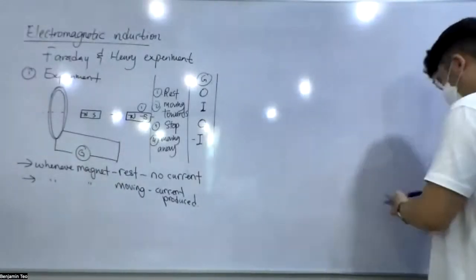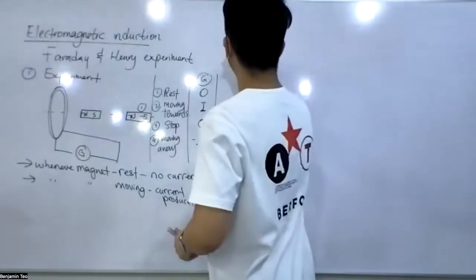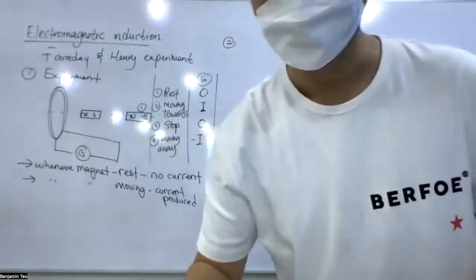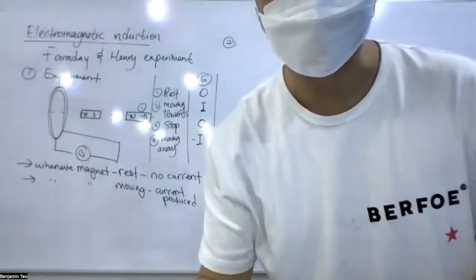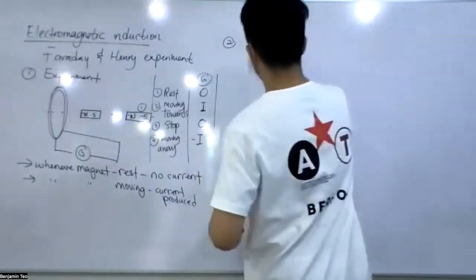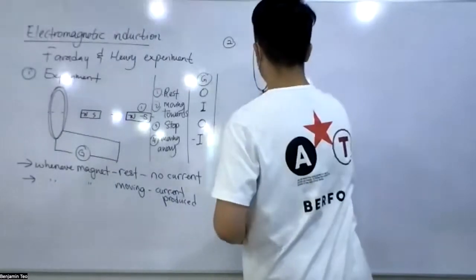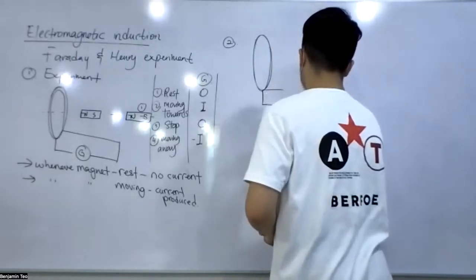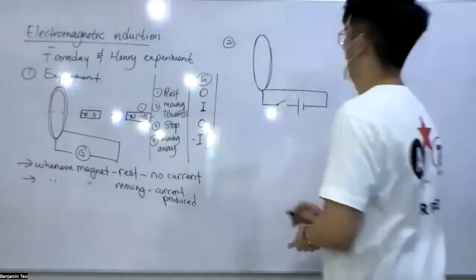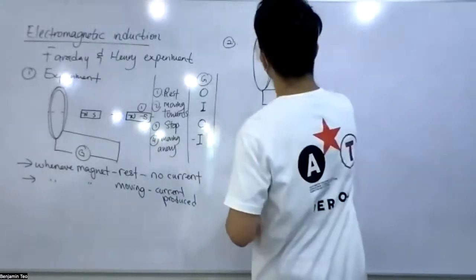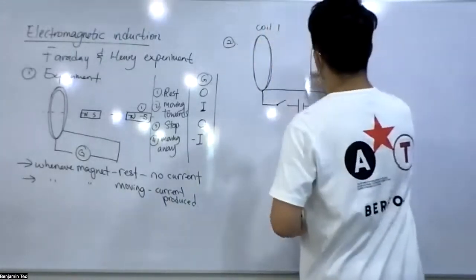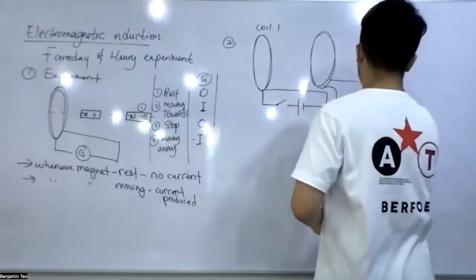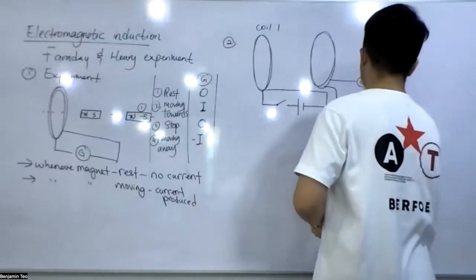Experiment 2 is slightly different. Instead of a permanent magnet, they use a coil. Use another coil. Okay, this is the setup. One coil, this one is connected to a power supply. Second coil, no power supply.